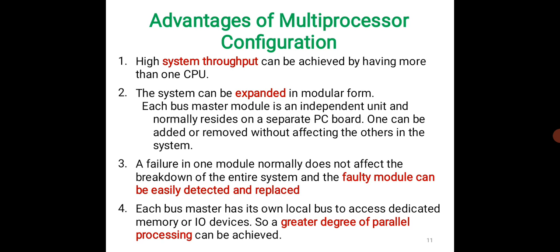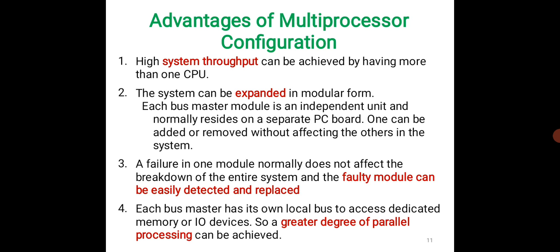These are the advantages of multiprocessor configuration. The first is high system throughput, which can be achieved by having more than one CPU, and the system can be expanded in modular form. Each bus master module is an independent unit and normally resides on a separate PC board, so you can add or remove it without affecting the others in the system.